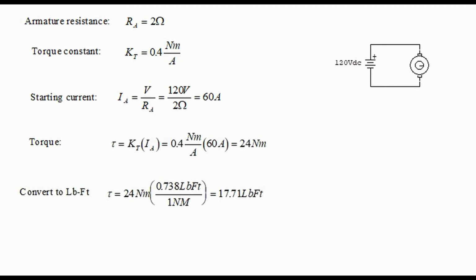In this example, we have a DC motor with armature resistance of 2 ohms and a voltage of 120 volts DC, which means we have a starting current of 60 amps. Next, we use the torque constant and starting current to calculate the torque, which in this case is 24 Newton meters. Again, we use the conversion factor to convert from 24 Newton meters to 17.7 foot-pounds. This is for our convenience. This example shows that a DC motor has a very high starting torque, and so it is ideal for electric vehicles or other heavy loads that have to be put into motion.